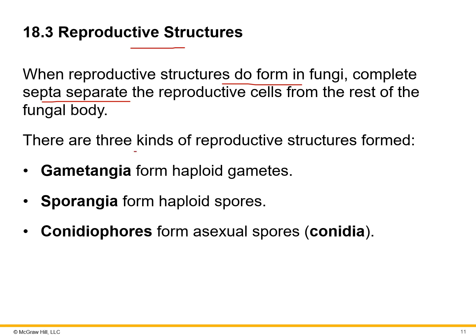So there are three kinds of these structures. The gametangia forms haploid gametes. So we think about our gametes, gametangia. Again, these are haploid. Sporangia are haploid spores. We'll talk more about them. And then conidiophores are asexual spores, or conidia. So again, haploid gametes, haploid spores, and then asexual spores. We'll be using these terms as we go through the different types of fungi.